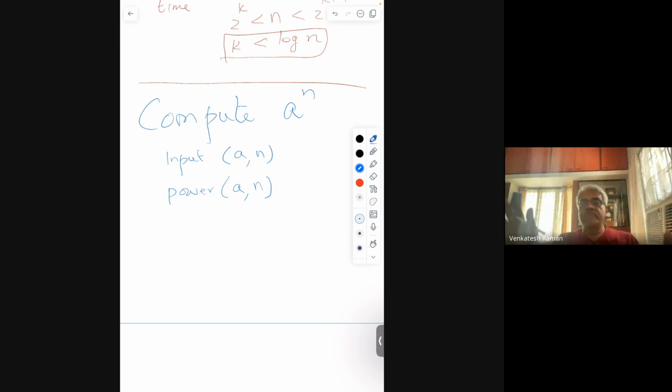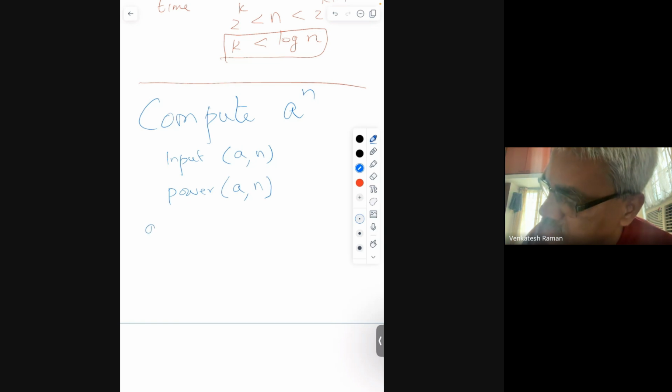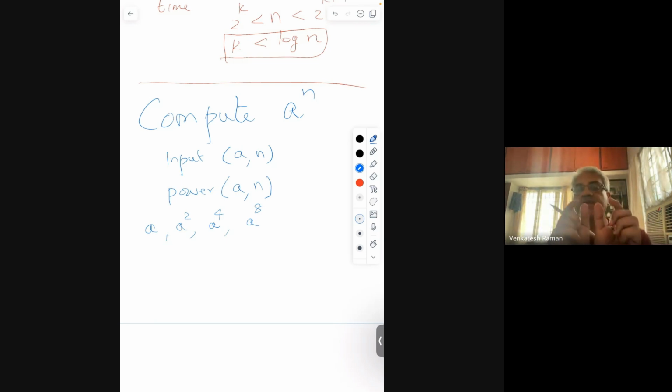or you can do the standard divide and conquer: compute a power n by 2 recursively once, and then take a square of it, which is one multiplication. Or simply compute a square, then a power 4, then a power 8. How do I compute them? Just one multiplication, right? From a to a square is one multiplication. A square to a power 4 is multiplying a square just once, or a square into a square. I compute all of these.